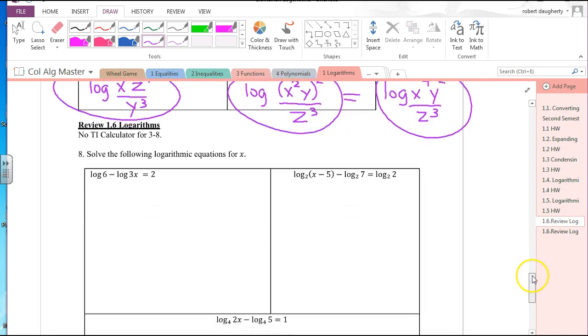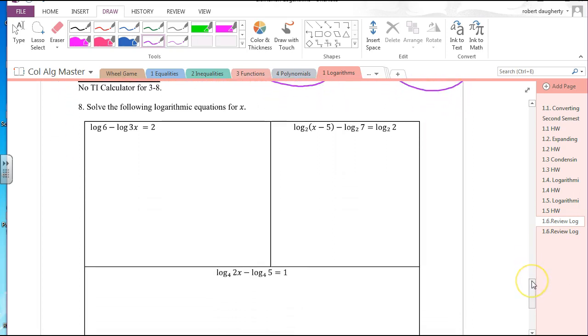Solving log equations. Okay, so in this case there are two varieties, one log on one side or logs on both sides. In this one, I can get the log of one side by using my quotient rule. So this is the log of 6 over 3x equal 2. Okay, and remember, this is log base 10. It's common logarithm. So if I convert it to exponent, this means that 10 to the 2nd power equals 6 over 3x.